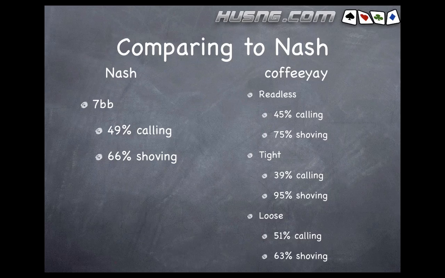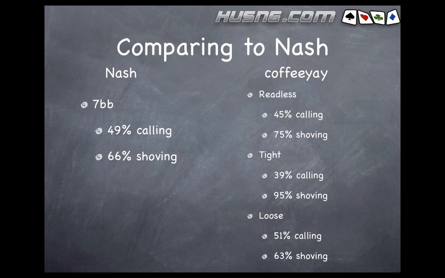We built a readless range in the last video, exploiting readless tendencies using a population model. And we found that we were using a 45% calling range for the population. That was the mean calling range that the population was using. So that was the size of the readless calling range. And the shoving range we computed was 75%. That was the maximal exploitive shoving range, 75% of hands. So comparing that to Nash, we see that the villains are calling a little bit tighter than Nash, and so we get to shove a little wider. That seems to make sense.